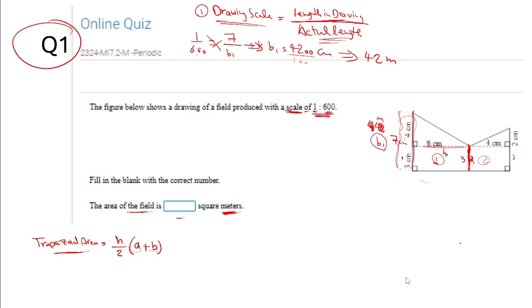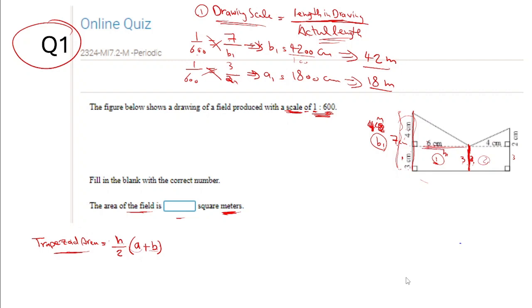Okay, this is 42. Now this side, again, apply the same equation. 1 over 600 equal to 3 over this one, we said A1. A is the length of this side, and 1 is the trapezoid number, okay? Which means A1 equal to cross multiplication here, it will be 1,800 centimeter converted to meter, so it will be 18 meter. So we get this side, and this side.